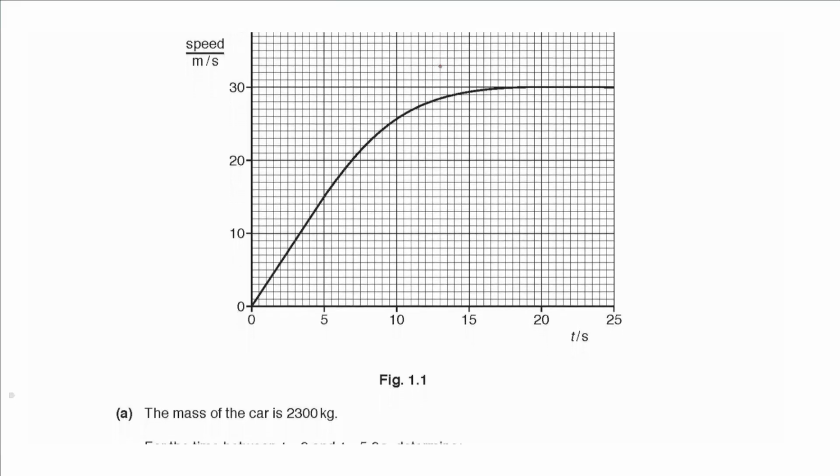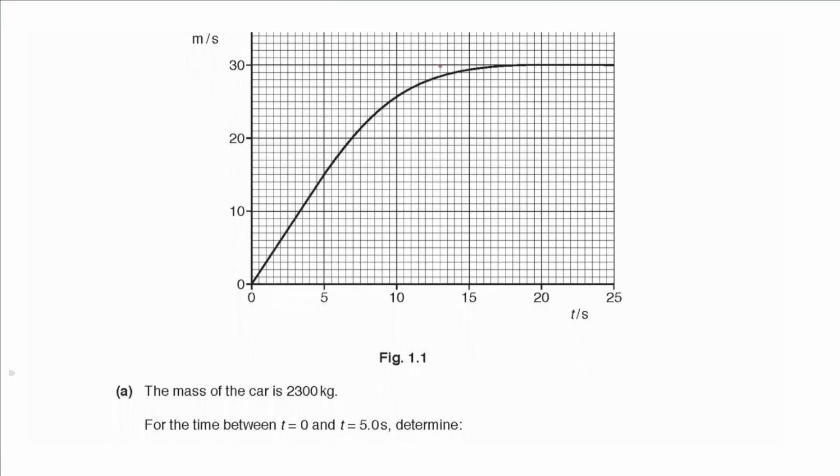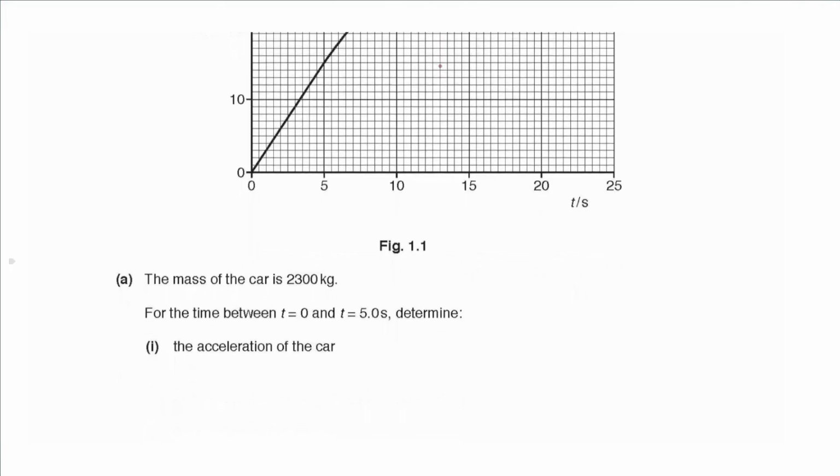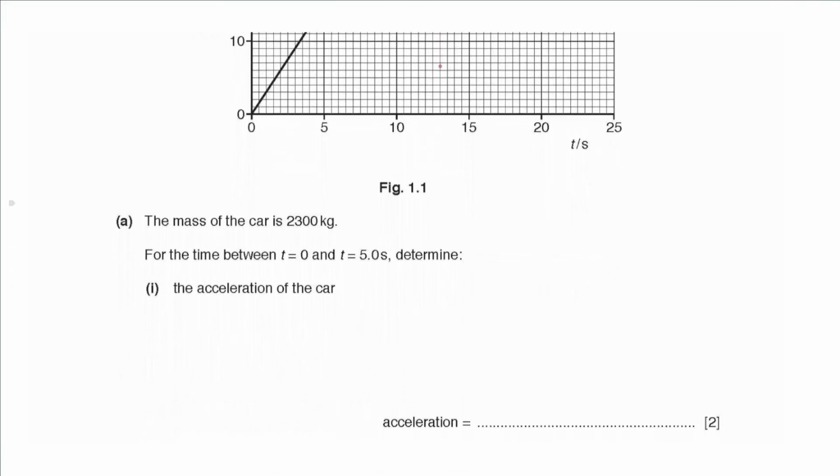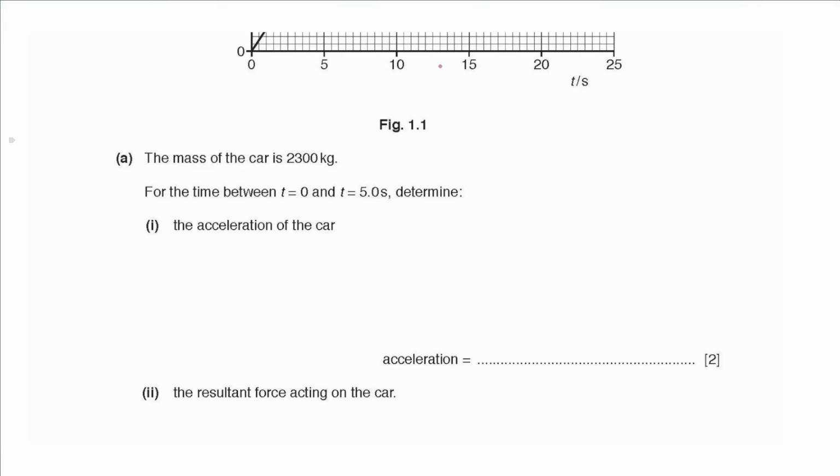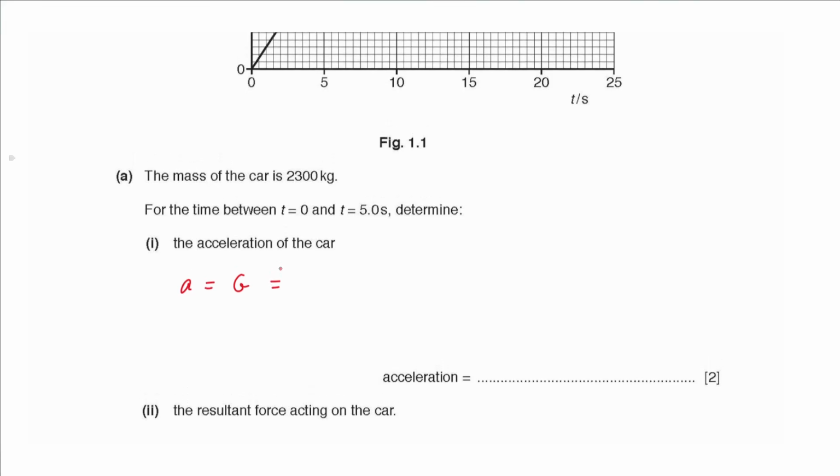We have the graph straight line first, then curving and becoming horizontal. The mass of the car is 2,300 kilograms. For the time between t equals 0 and t equals 5 seconds, determine the acceleration of the car. The acceleration on a speed time graph is equal to the gradient. So we need 2 points to find the gradient.